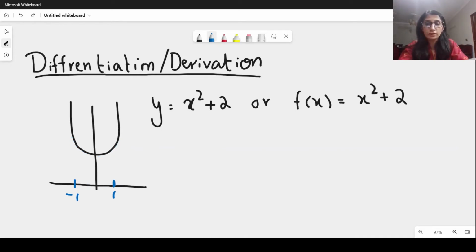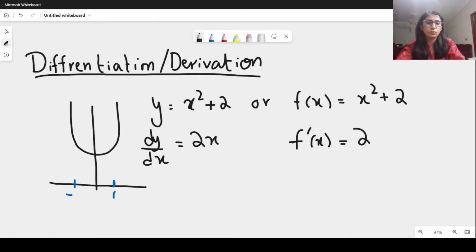So you'll first need to derive this function. If it's given in the form of y, you'll write dy over dx to derive it. Or if you're given the function in terms of f(x), then the derivative is represented like this, f prime x. Both will have the same derivative. We'll learn how to find the derivative. For this, it's going to be 2x, depending on which representation you're using. So the derivative will be 2x.